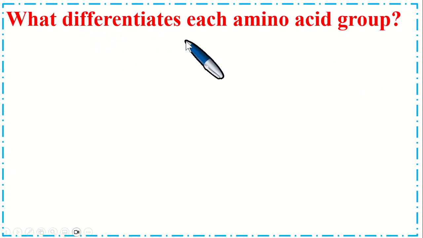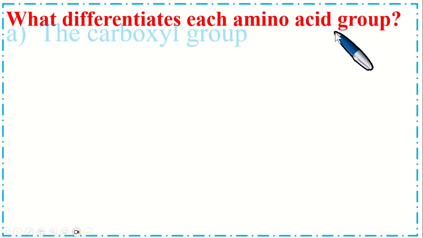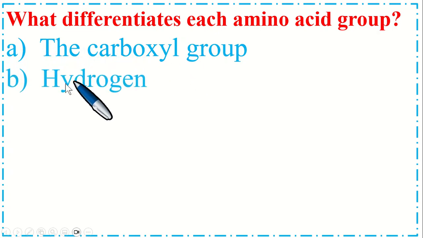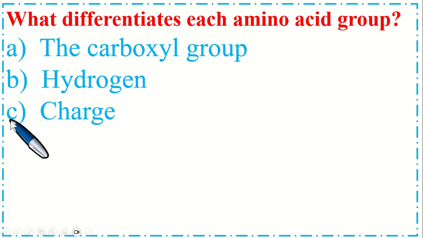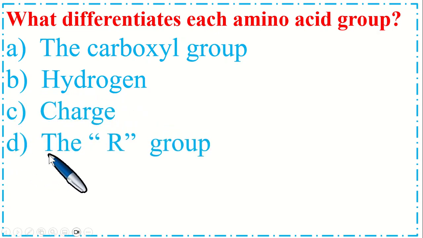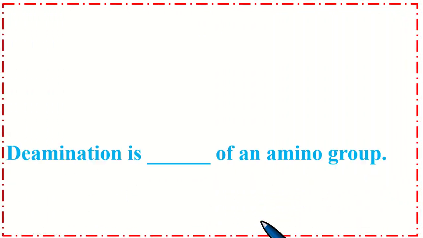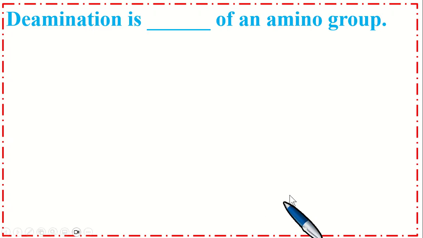What differentiates each amino acid group is option A, the carboxyl group, B, hydrogen bond, C, charge, and option D, the R group. So the correct option is D, R group. Explanation is side chains means R groups give each amino acid unique properties. So this is very important MCQs.